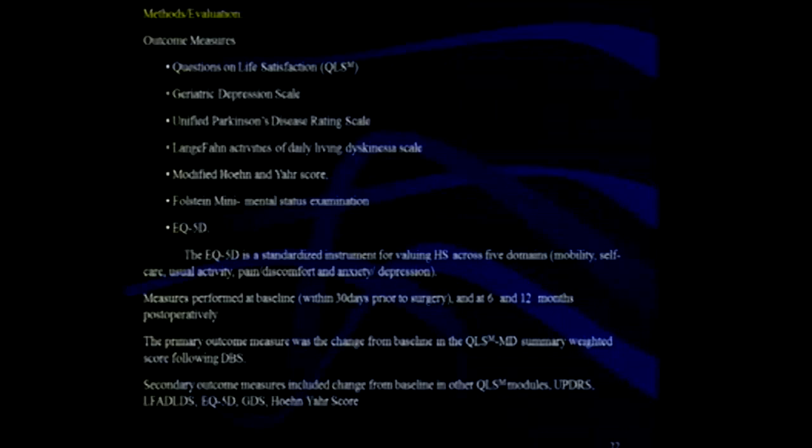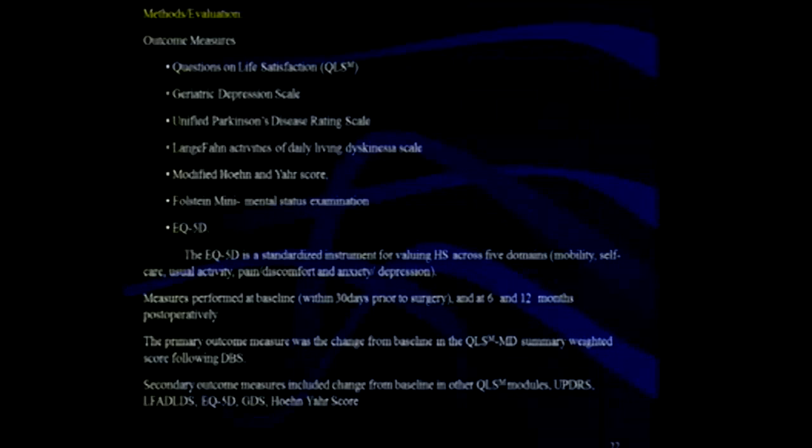The quality of life questionnaire that we chose to use is called the Questions of Life Satisfaction. It's a modular quality of life questionnaire. I'll go more over what it specifically entails, but it has some generic questions, and also a movement disorder section, so it's not disease specific, it's specific to movement disorders. And then it also has a DBS module where you can assess patient satisfaction with their neurostimulator.